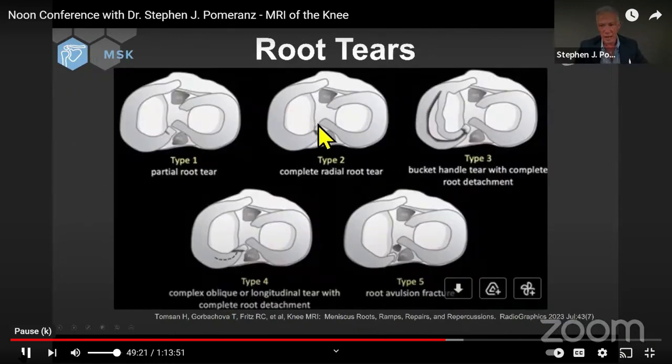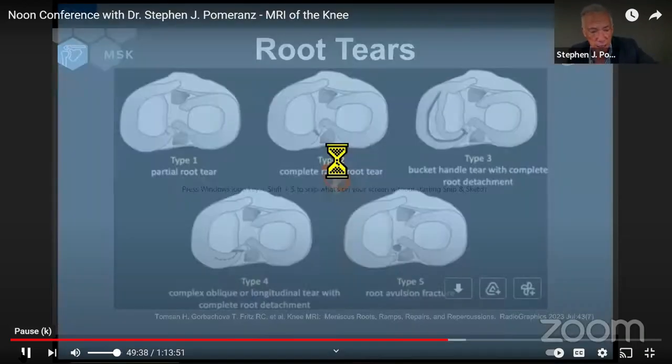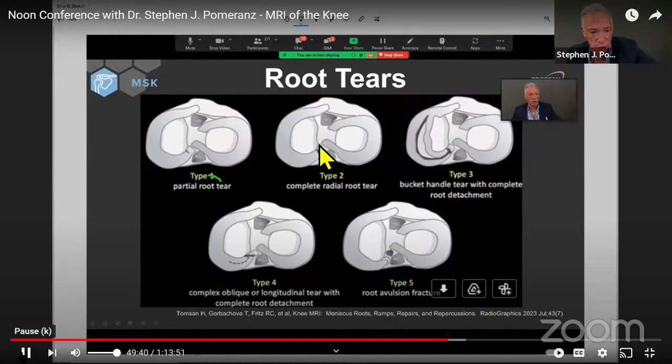Here are diagrams of all five. Again, I don't want you to learn all five right now. I just want you to pay attention to one and two, the two most common, a partial radial tear and a full depth radial tear, inner third, middle third, outer third. For some of you that are learning, and especially those of you in other countries that don't do a lot of MSK MRI, a radial tear is this. It's a subtype of vertical tear. It comes from the inside, like the spokes of a wheel.